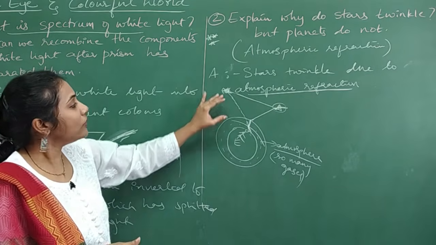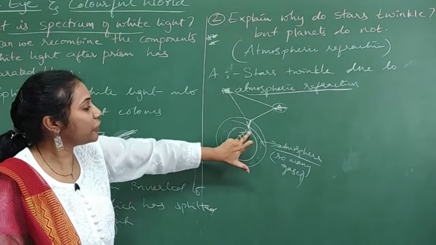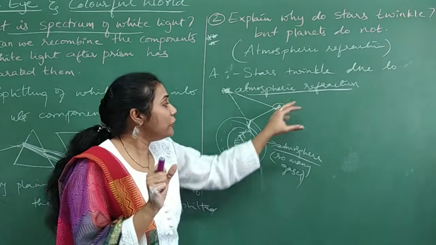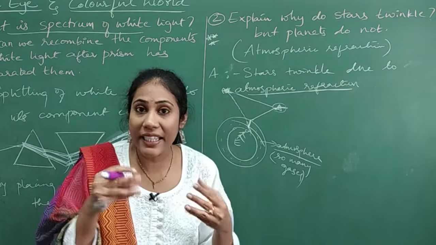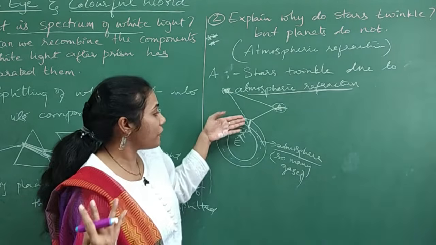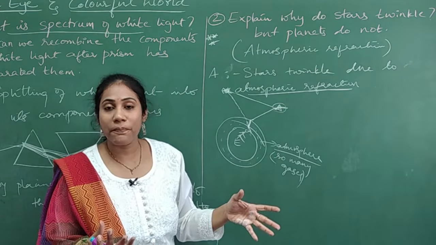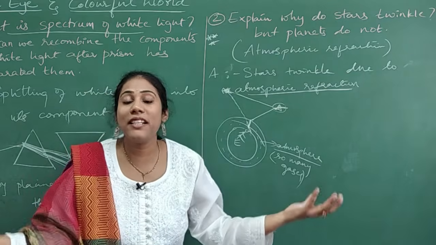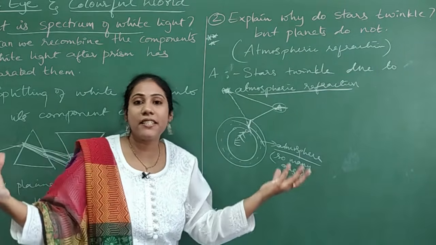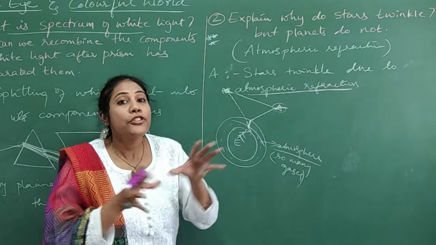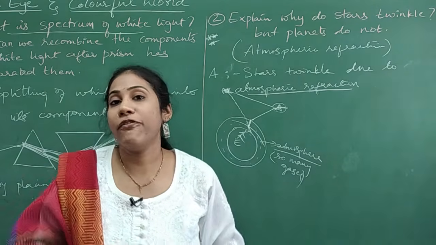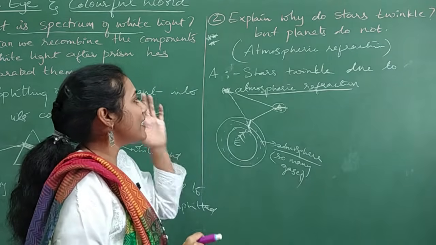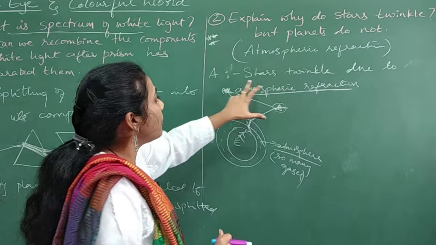Clear? And now the amount of starlight reaching to your eye is also continuously changing. I repeat once again, amount of starlight reaching your eye is continuously changing because of this so many levels of refraction. Okay, so because of this, your star appears brighter sometimes, dimmer sometimes, brighter sometimes, dim sometimes. Okay, so this is what we call twinkling effect of star. Clear, everybody?